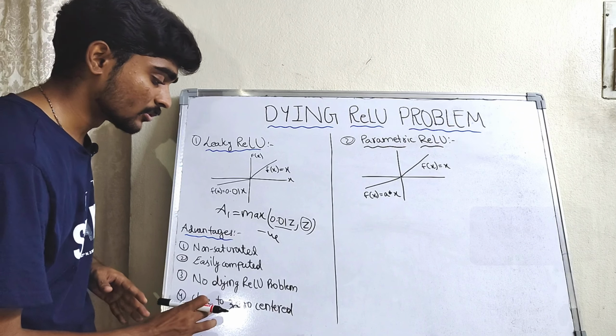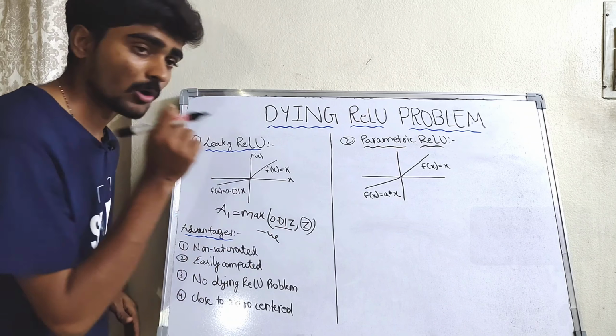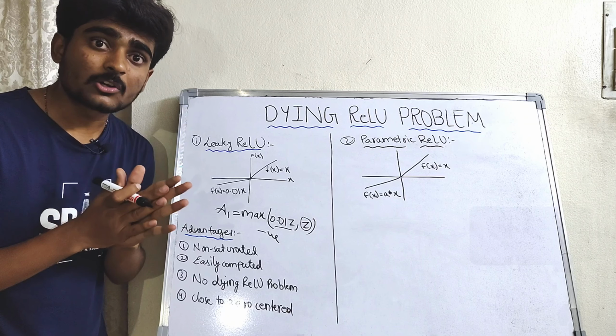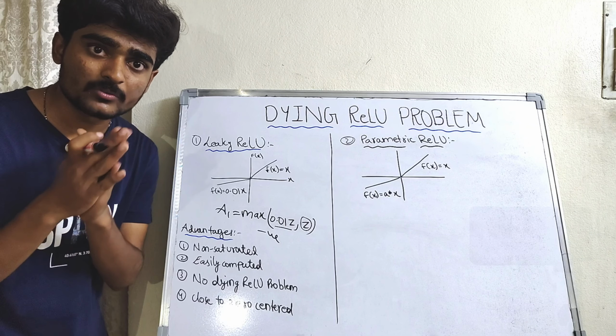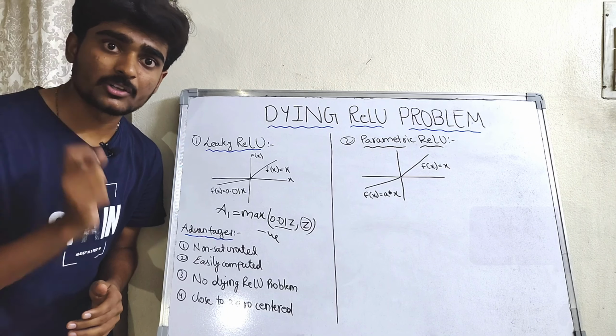Why are we calling it close? Because we are multiplying with a smaller numerical value, that is 0.01. So we get negative values, but they are close to zero. They are smaller numerical values, so we call it close to zero centered.